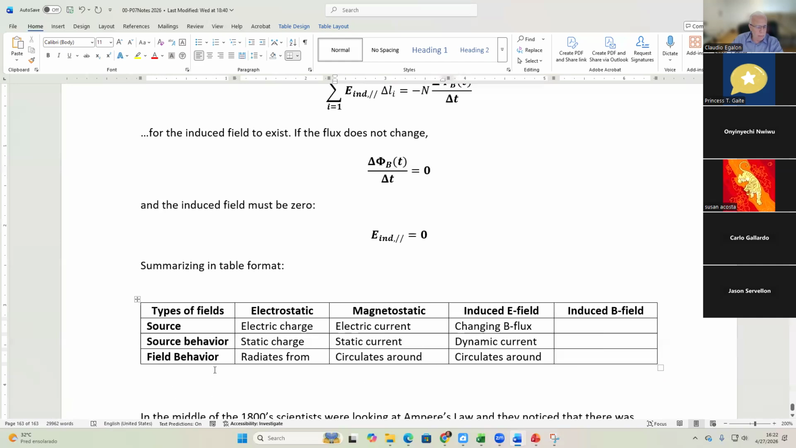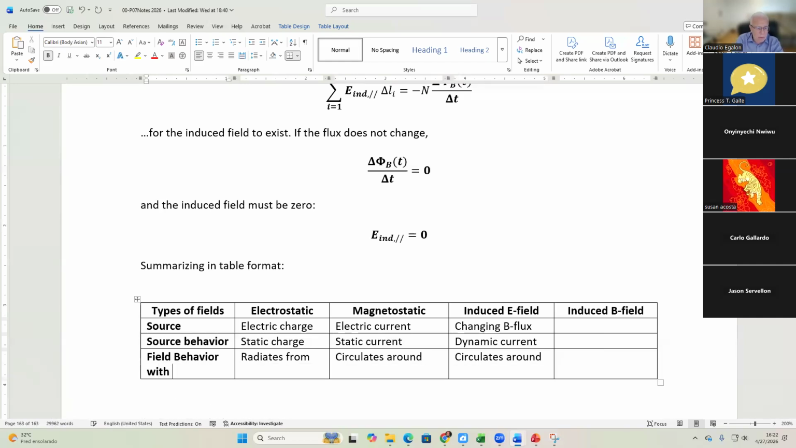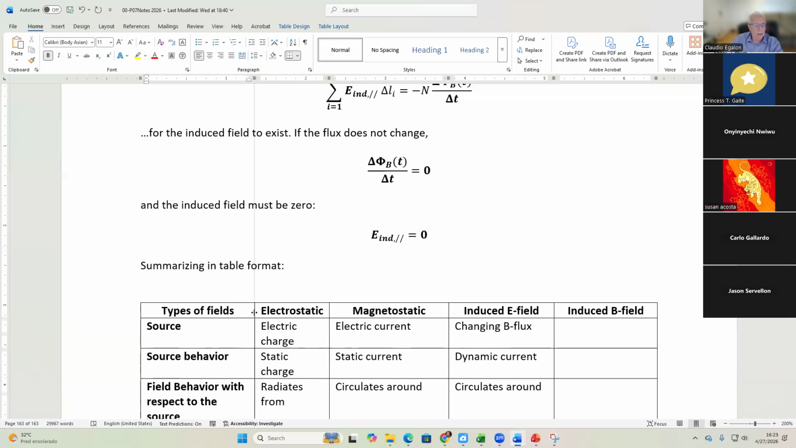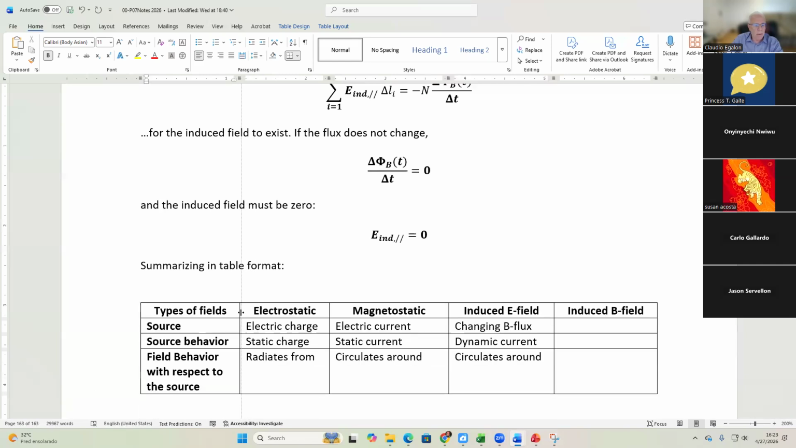Circulates around the source. Field behavior with respect to the source: radiates from the source. Circulates around the source. And again, notice that we have empty cells in there.